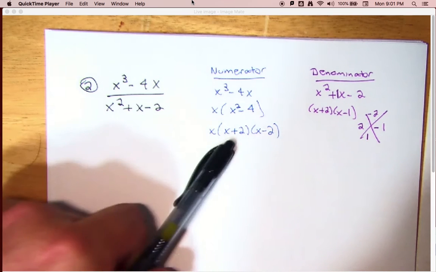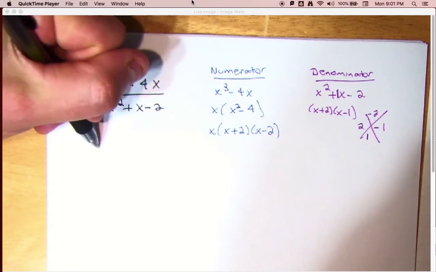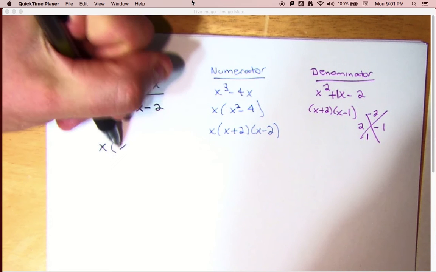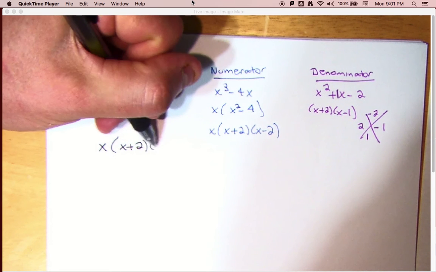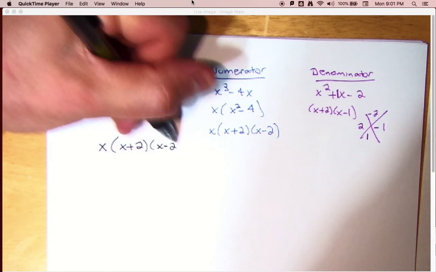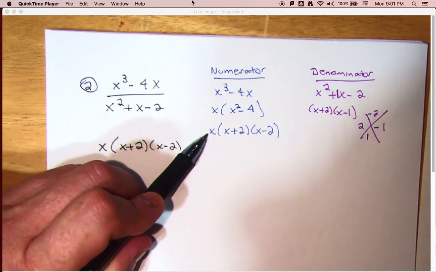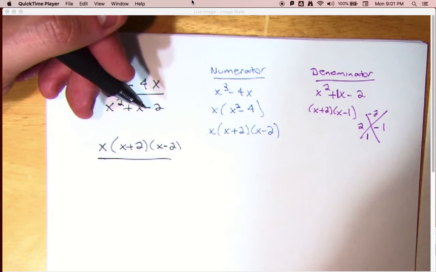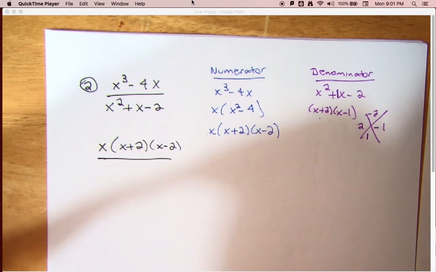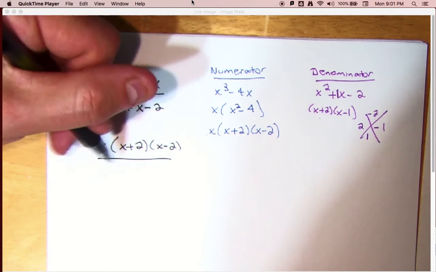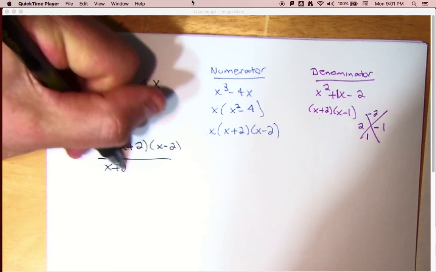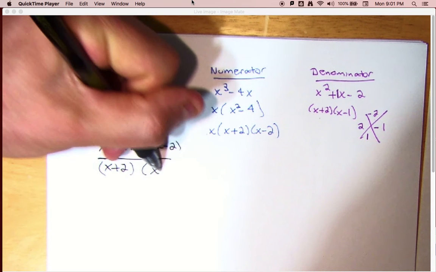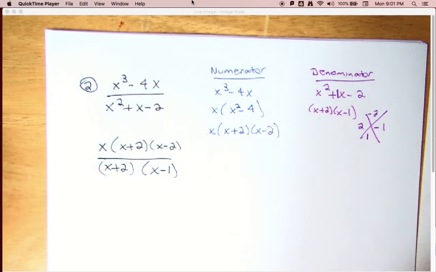All right, now that I've got those factored forms, I'm going to rewrite them in my fraction. x plus 2, x minus 2. So I just rewrote that. And then I'm going to do the same thing with that one. And so I have x plus 2, x minus 1.